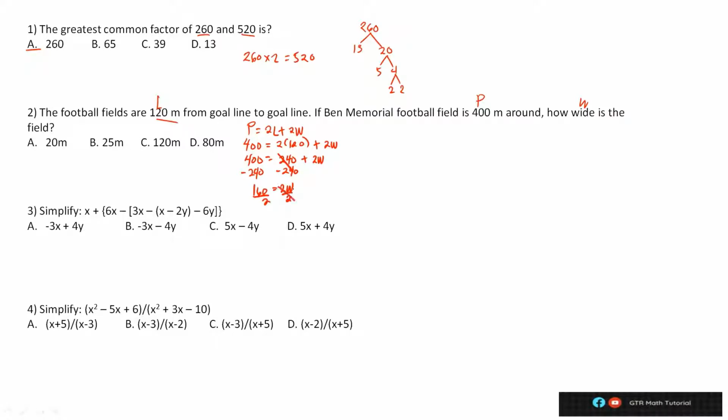So 2 divided by 2, so that is 1. So therefore, W is equal to 160 divided by 2, which is 80 meters. So therefore, the answer is letter D.